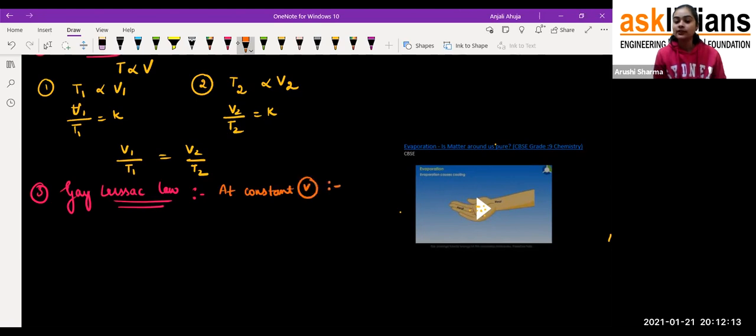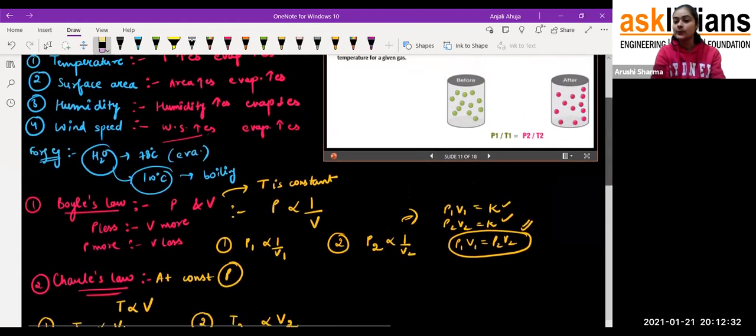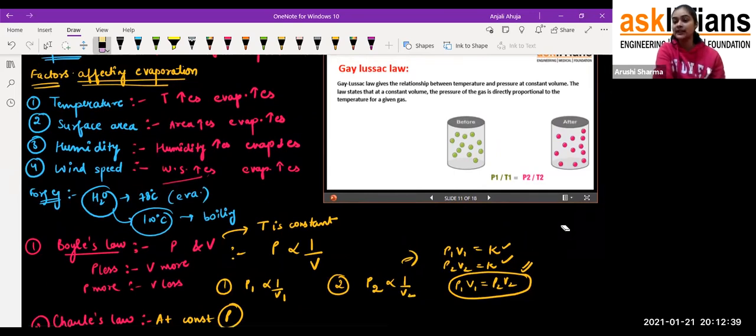at constant volume, the pressure is directly proportional to temperature. How, students? How is pressure directly proportional to temperature if the volume is constant? How can we say that, students, that they are proportional to each other? Because, students, what will happen when you increase the temperature? When the temperature increases, the pressure is also going to increase.